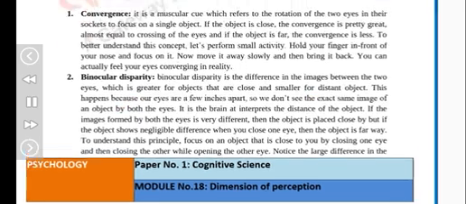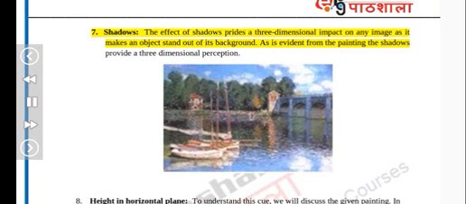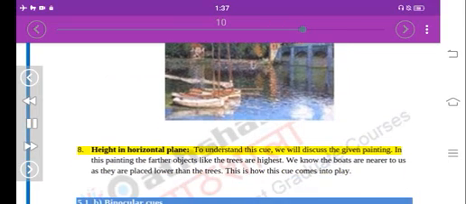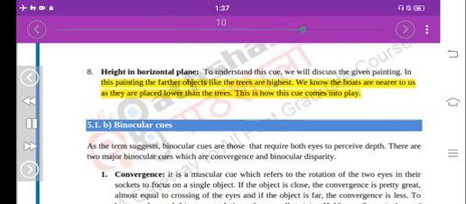7. Shadows. The effect of shadows provides a 3-dimensional impact on any image as it makes an object stand out of its background. As is evident from the painting, the shadows provide a 3-dimensional perception. 8. Height and horizontal plane. To understand this cue, we will discuss the given painting. In this painting, the farther objects like the trees are highest. We know the boats are nearer to us as they are placed lower than the trees. This is how this cue comes into play.